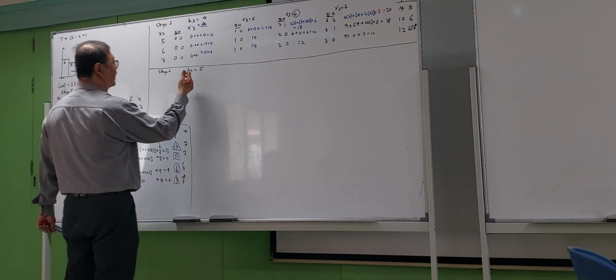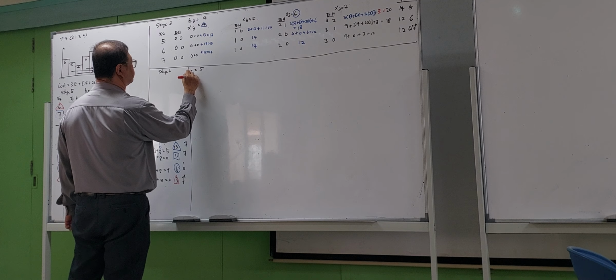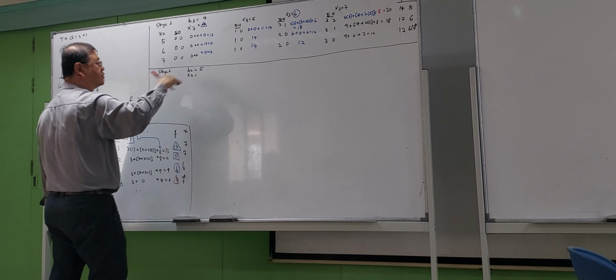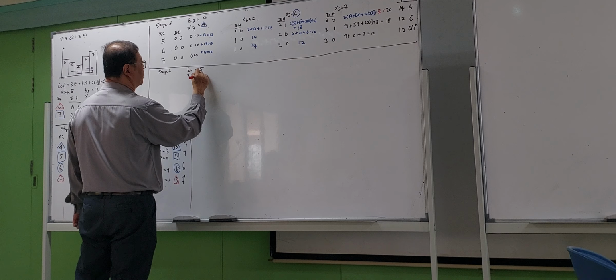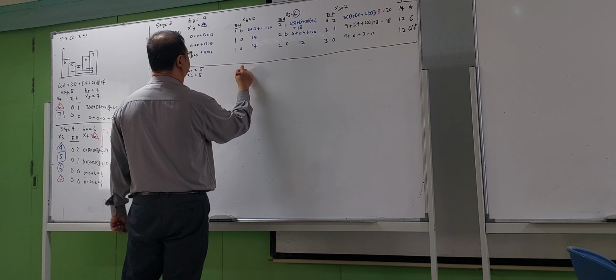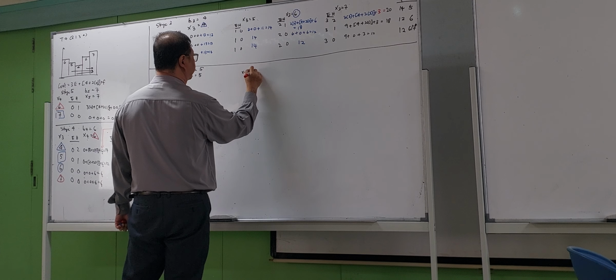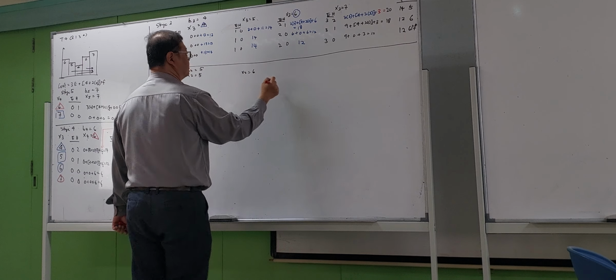Okay, then we look at x2. X from vertical to horizontal 5, 6, 7. Okay, and then we look at x1. X1 start from 6.